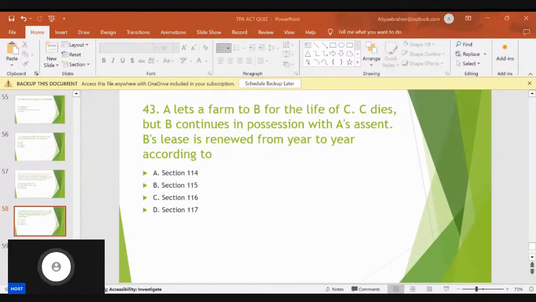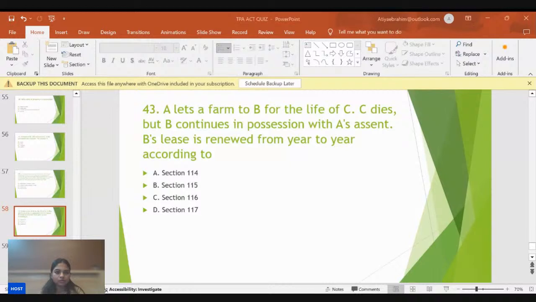So I've got answers, which is 43C. Very good, Durva. Right. It's C, section 116. And what is section 116? It talks about holding over, the effect of holding over, right? So if a lessee or an under lessee of property, like what and what? Yes, Priyanka. Yes, doctrine of holding over.